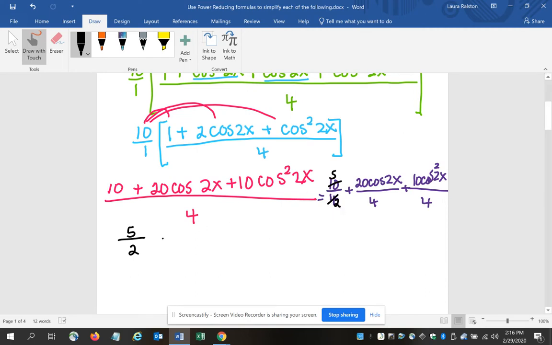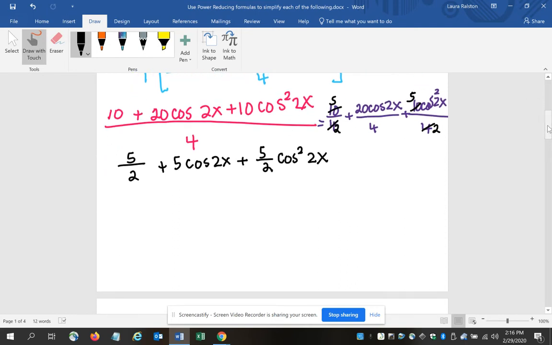20 divided by 4 would give me 5 times the cosine of 2x plus 10 divided by 2 is 5. 4 divided by 2 is 2. So I have plus 5 halves times the cosine squared 2x. Now, at that point, you might think, well, oh, I'm finished.